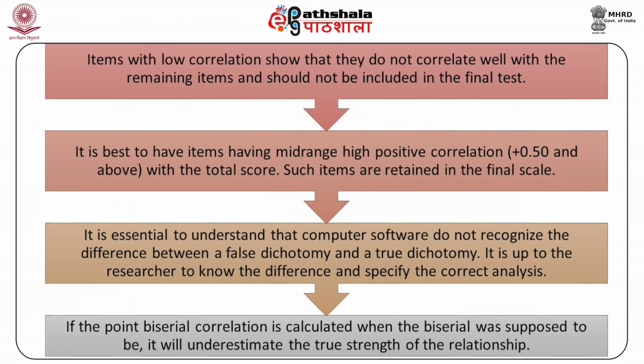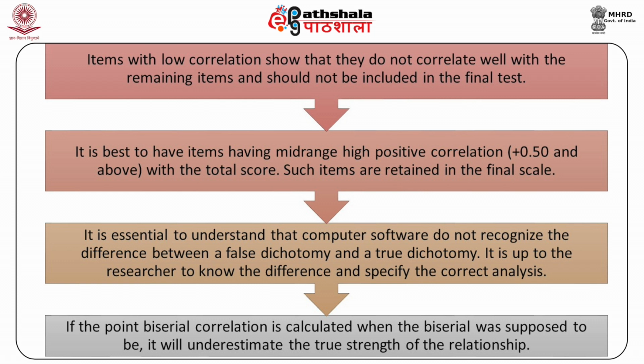Items with low correlation show that they do not correlate well with the remaining items and should not be included in the final test. It is best to have items having mid-range high positive correlation, that is from plus 0.50 and above with the total score. Such items are retained in the final scale.